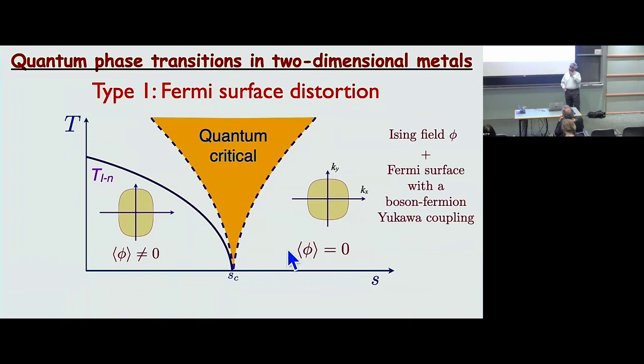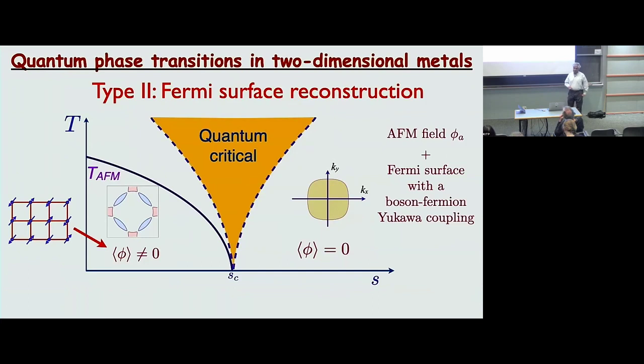You can represent it by a scalar field phi, an Ising field. The basic theory is the theory of this Ising field coupled to the Fermi surface. There's a three-point Yukawa coupling where the Fermi surface ends up damping the Ising field and changing the nature of the phase transition. Okay, so that's the basic structure of Hertz-Millis theory. And then there's a phase transition here at zero temperature, which presumably controls a quantum critical region at finite temperature. So that's type 1. Another one I'll call type 2, where there's an order parameter at finite momentum, like, say, a spin density wave order parameter. And then there's a reconstruction of the Fermi surface, but the basic structure of the theory is essentially the same.